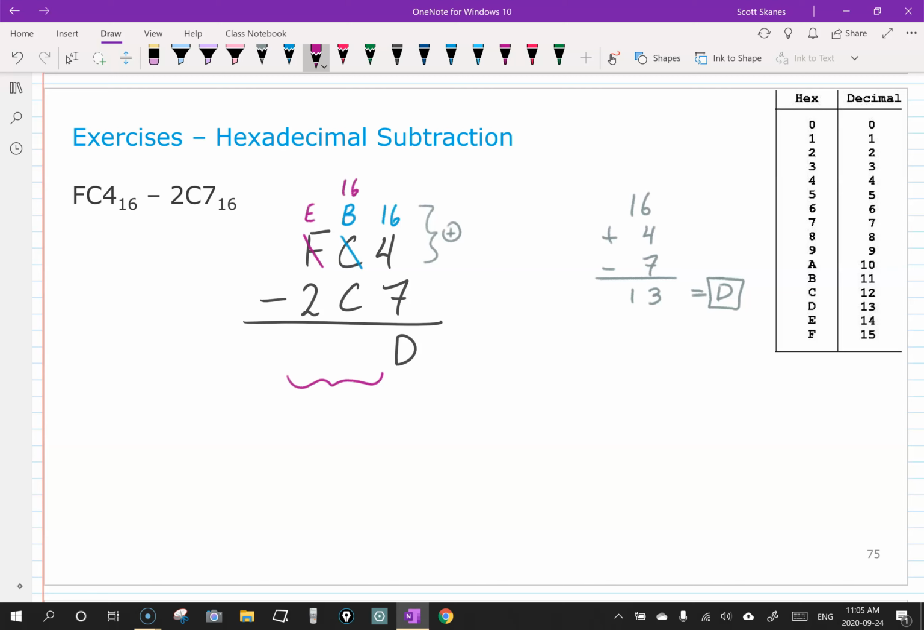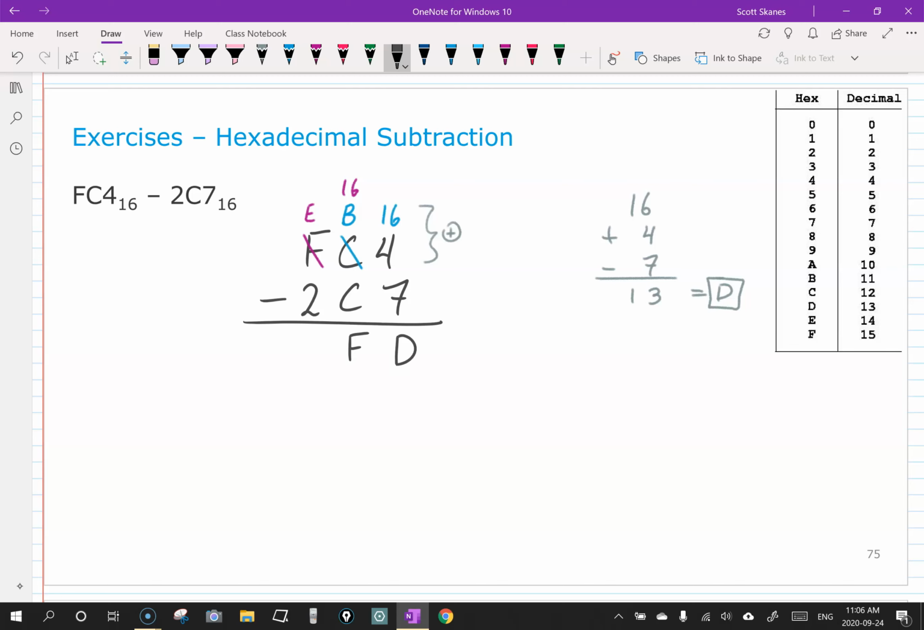When we're dealing with just a single set of two columns, we can think of it like that. And then once again, 16 plus b, which is 16 plus 11, minus c, which means minus 12. So 16 plus 11 minus 12 gives 15. 15 is f. Hopefully you can see the logic in what I'm trying to tell you here.